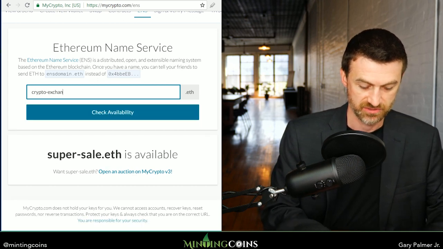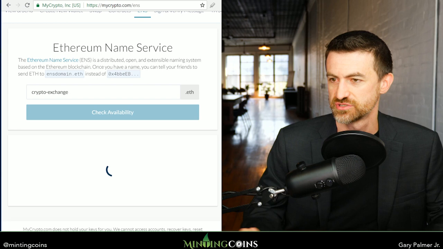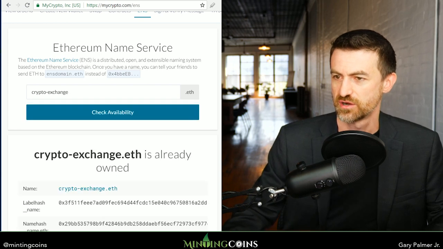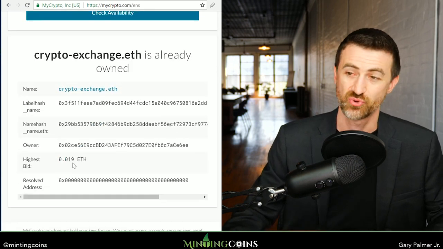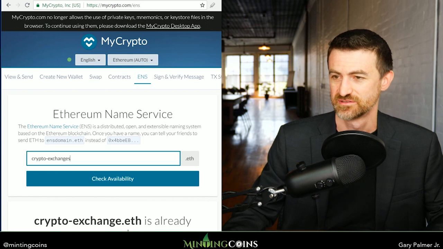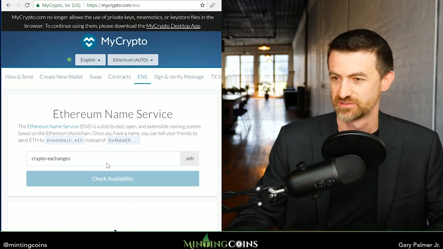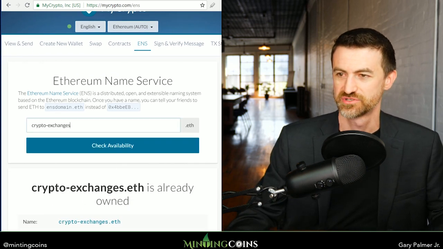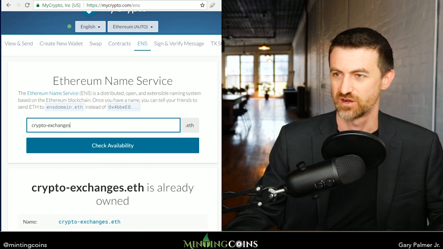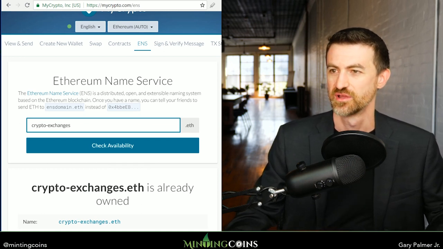Crypto-dash-exchange, already owned. Only 0.019. Crypto exchanges, already owned. Yeah, so the crypto exchanges keywords are pretty popular.